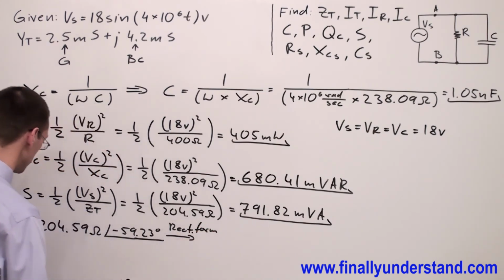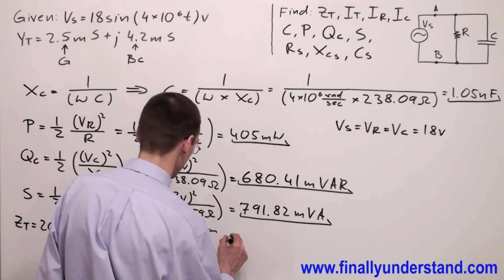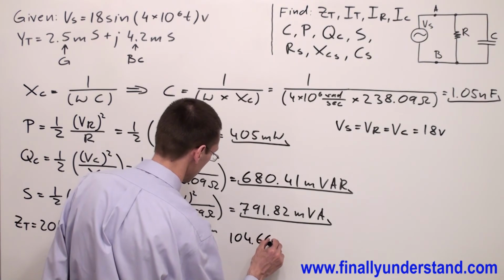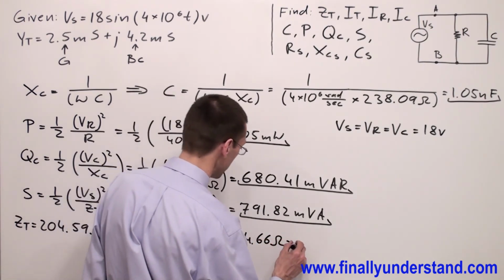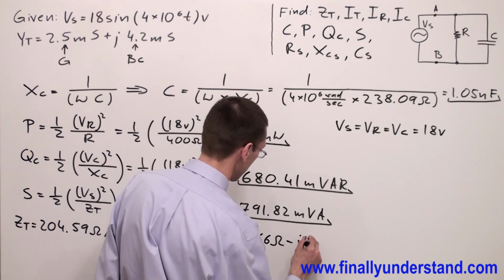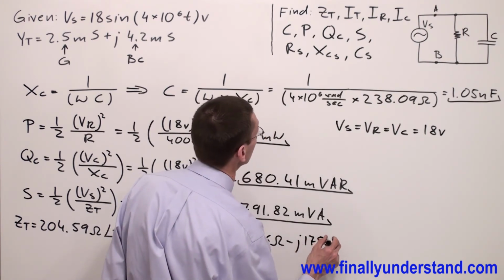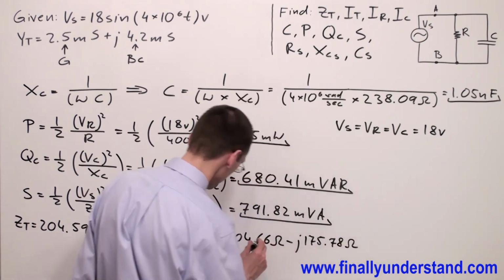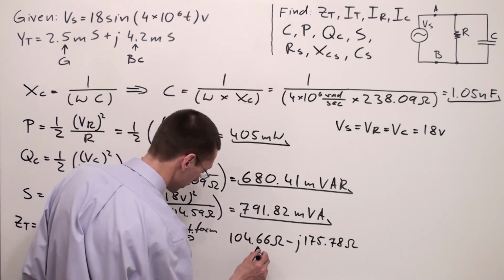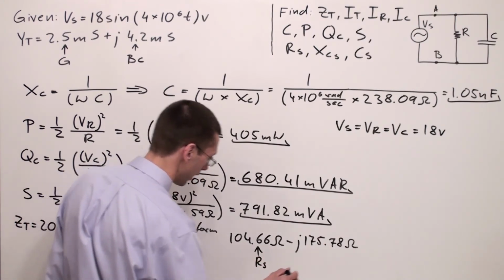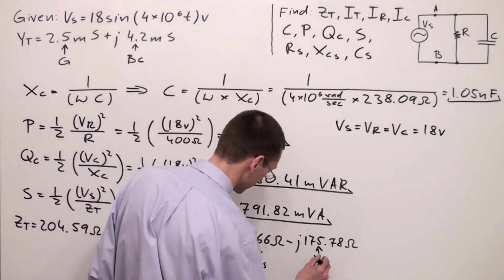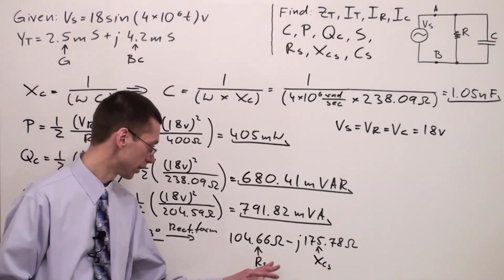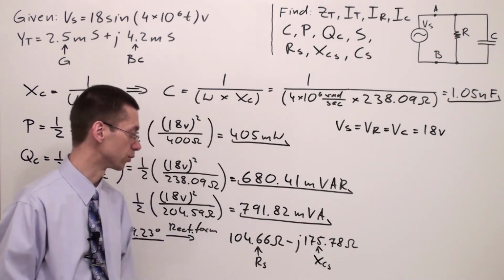In rectangular form, you're supposed to obtain 104.66 ohms minus j 175.78 ohms, where the real part is my R_S and the imaginary part is my X_CS. Okay, so this is the resistor and this is the capacitive reactance in my series circuit.